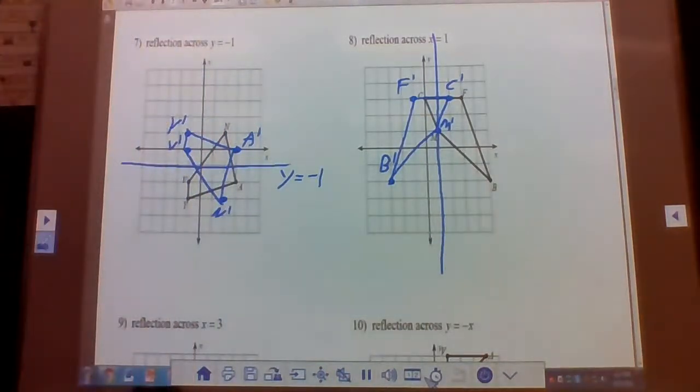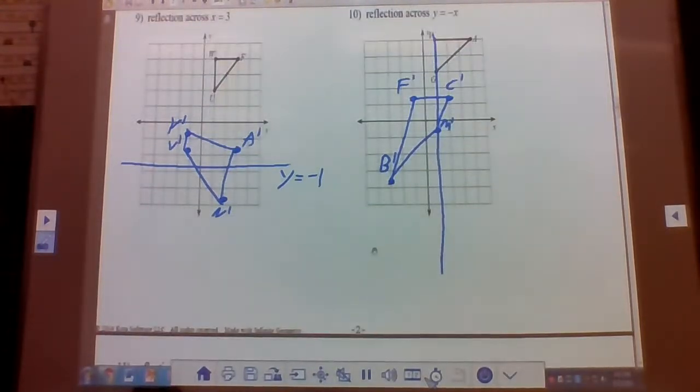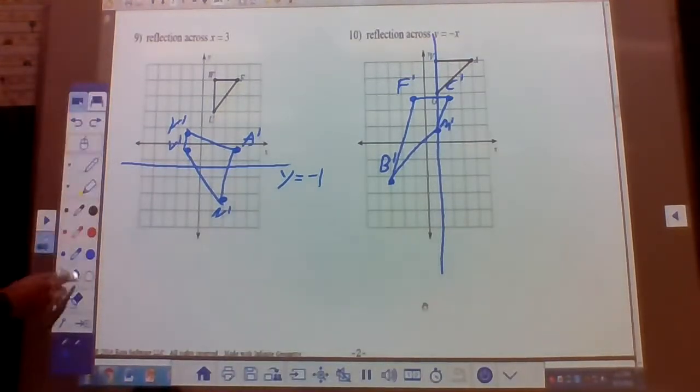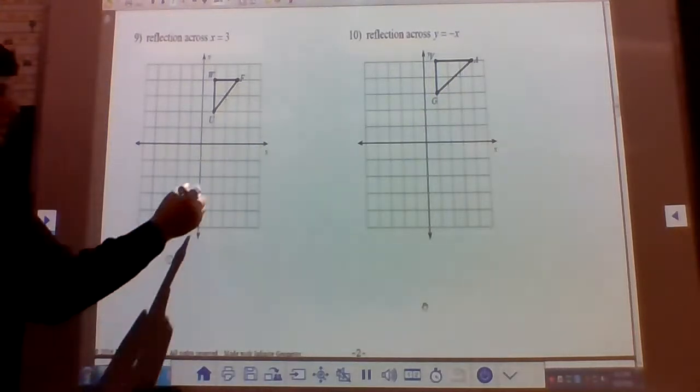Okay, perfectly reflected over the line y equals. Okay, number 9, reflecting across the line x equals 3. X equals 3 is a vertical line. Okay, so here's x equals 3.